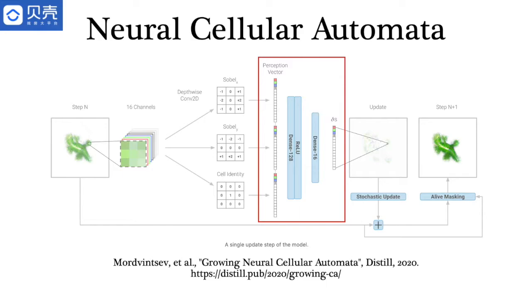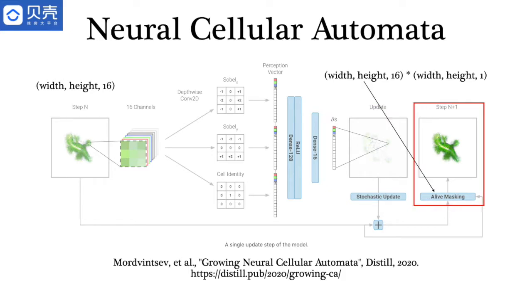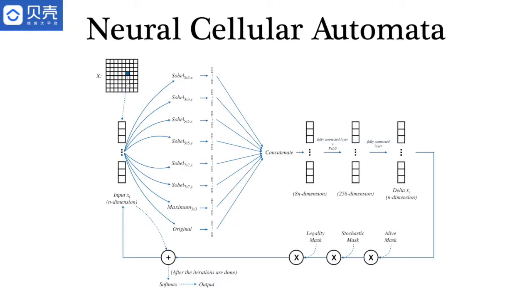Secondly, the information extracted is fed into a simple fully connected network. The output should have the same shape as the input, which represents the delta value. The delta will randomly be zeroed based on a predefined probability. The second mask is the aliveness. Only the alive cells and their neighbors can be updated. Our model uses a similar structure as the previous research.